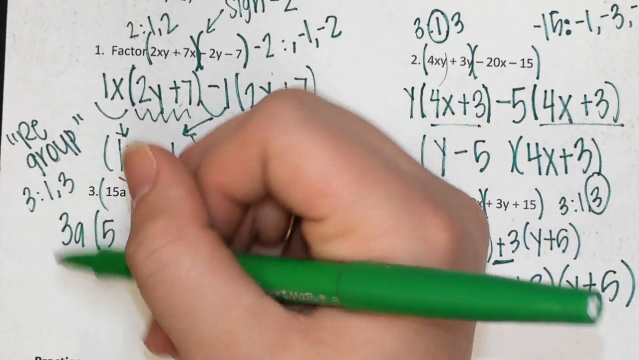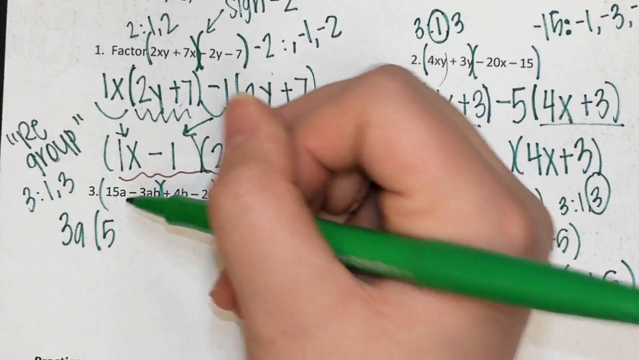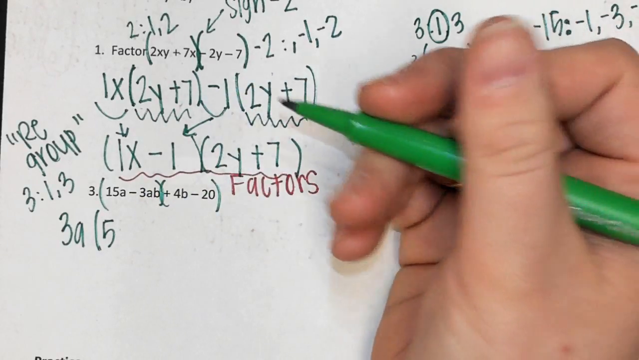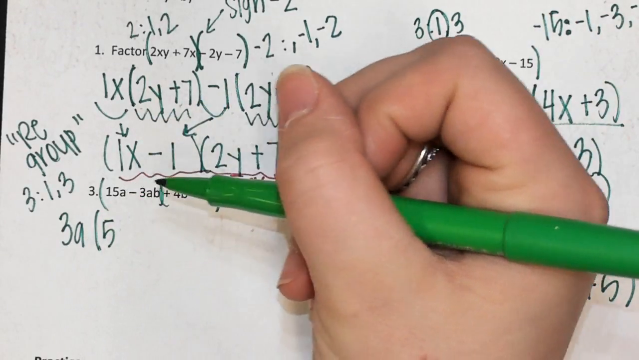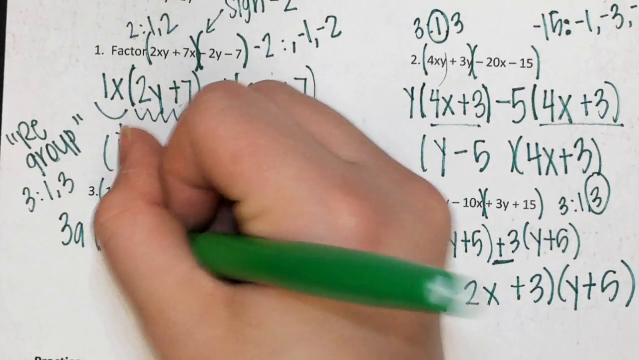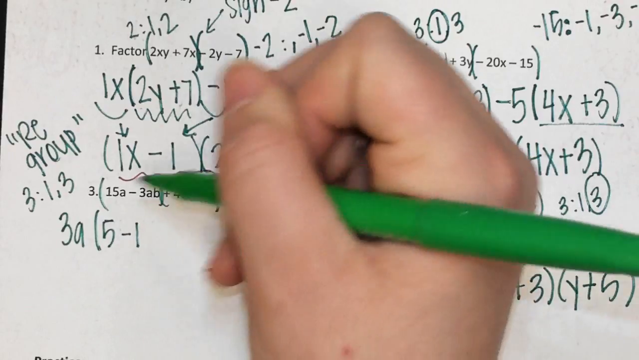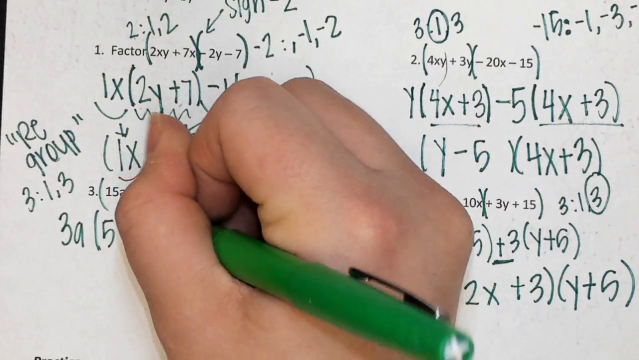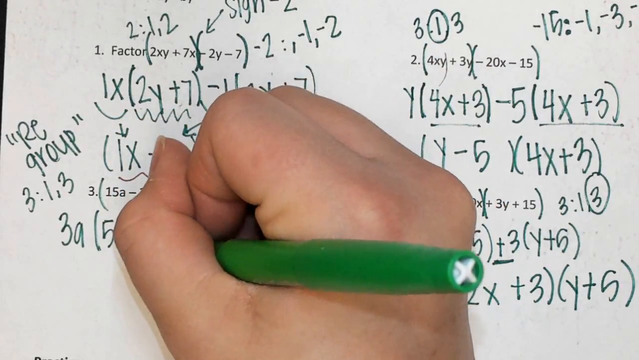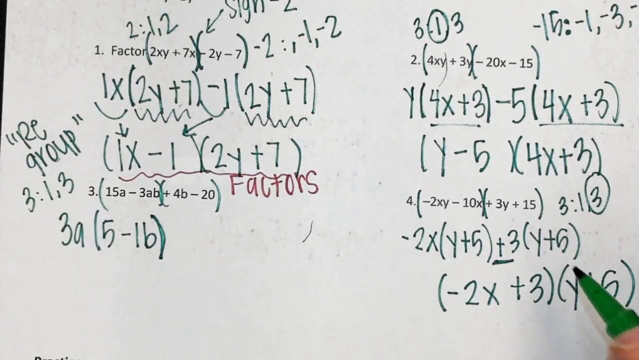3A, and I need to get to negative 3AB. Well, 3 times what is negative 3? I already have an A, but I don't have a B. You don't even have to write this one if you don't want to. So I have 5 minus 1B.